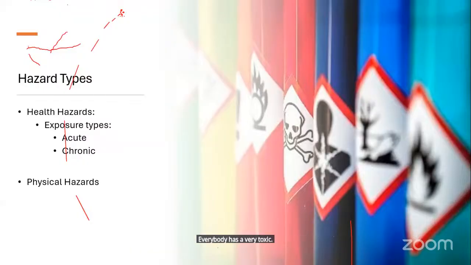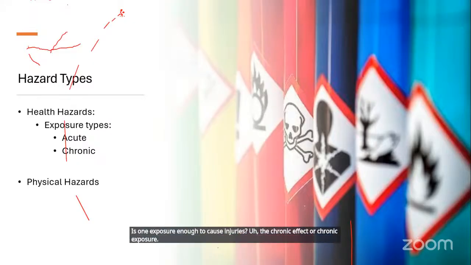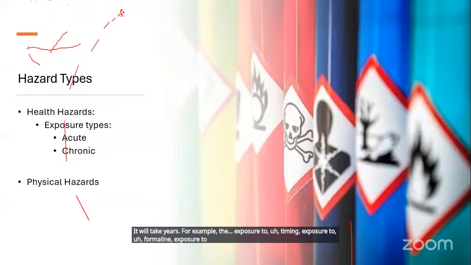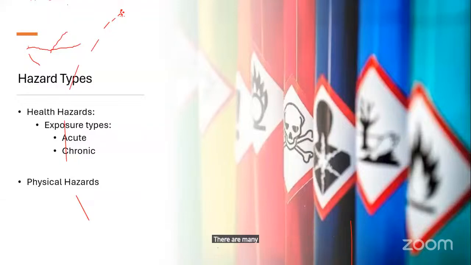So acute exposure means one exposure is enough to cause injuries. Chronic exposure will take years. For example, exposure to xylene, formalin, toluene. There are many chemicals that can cause cancer in the long term. You have to be exposed to these chemicals above the permissible exposure limit, the PEL, which is defined by OSHA, for a long period of time.